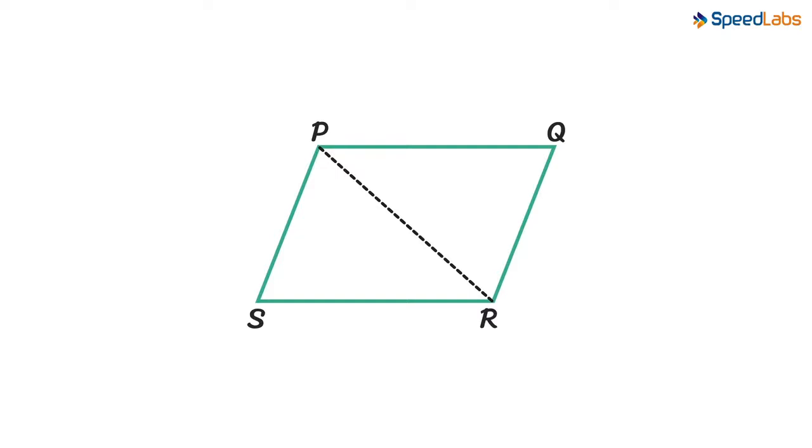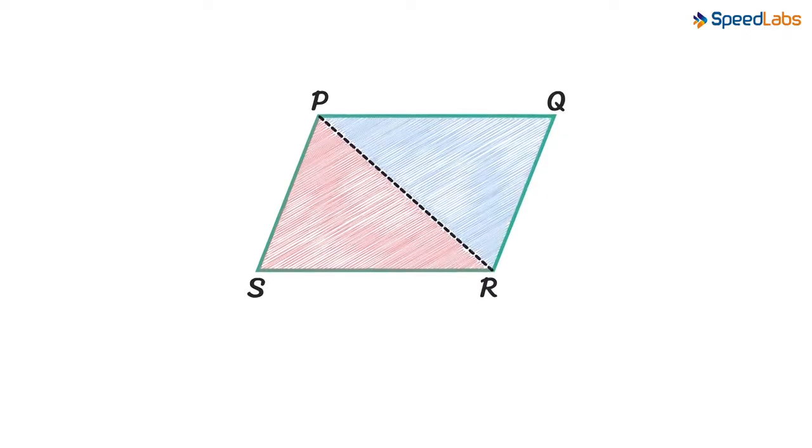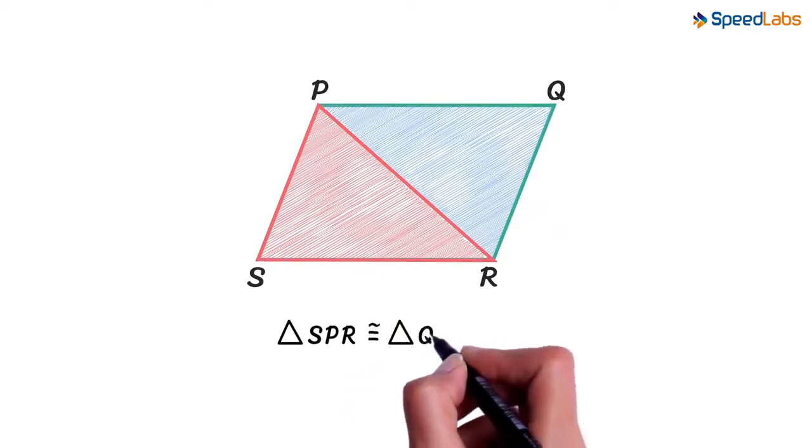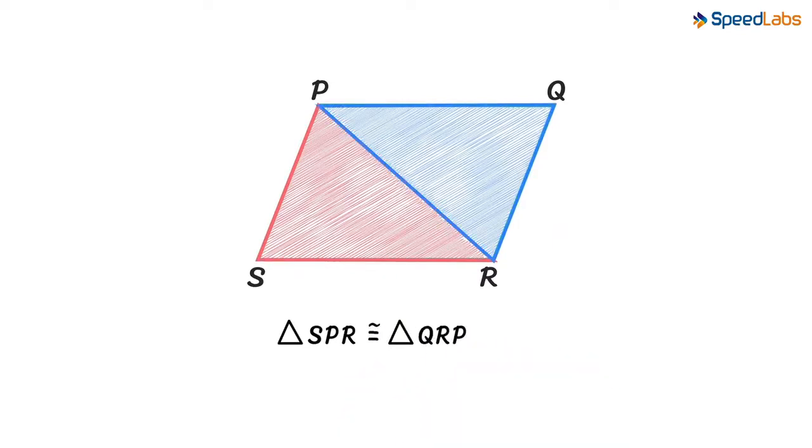Let's have a look at this parallelogram PQRS. Let's draw any one of its diagonals. Say we draw diagonal PR. We can see that this diagonal has divided the parallelogram into two triangles, this one and this one. Here, triangle SPR and triangle QRP will be congruent.